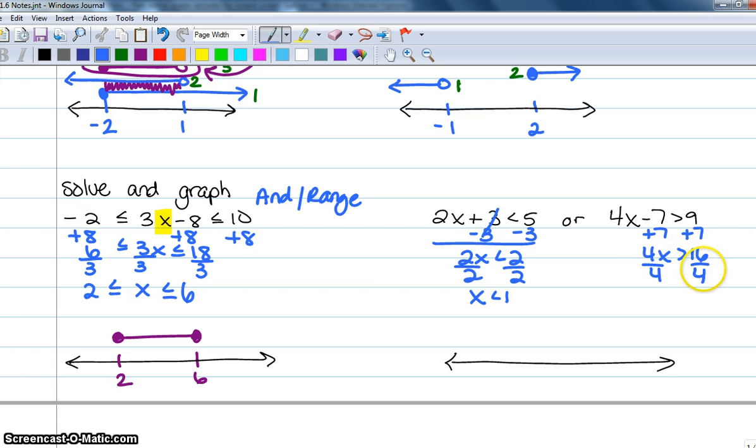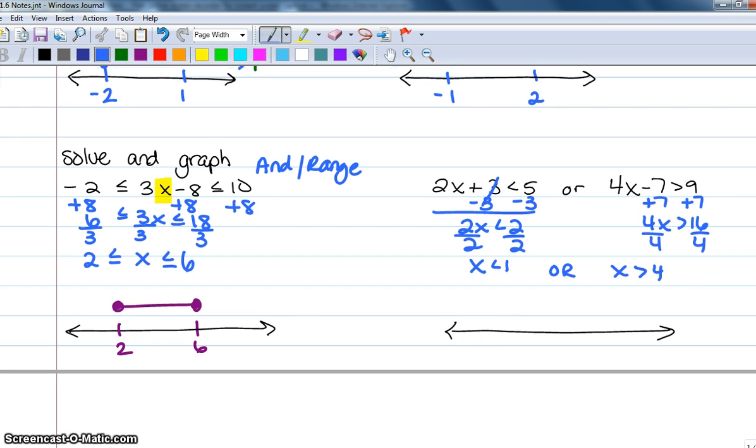Divide by 4, and we've got x is greater than 4. So what I'm graphing is x is less than 1 or x is greater than 4. So I've got 1 and I've got 4. 1 is less than 4, so it goes to the left. So less than means open circle, arrow to the left. Greater than 4 means open circle, arrow to the right.